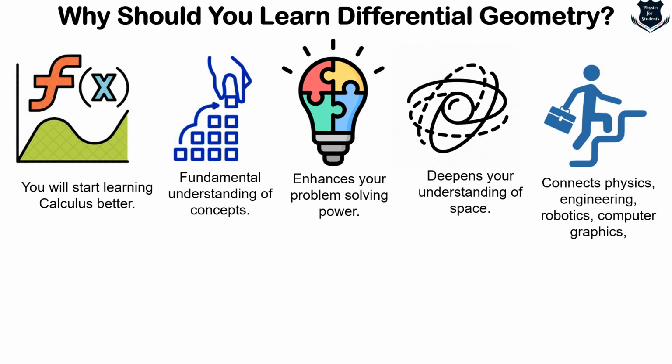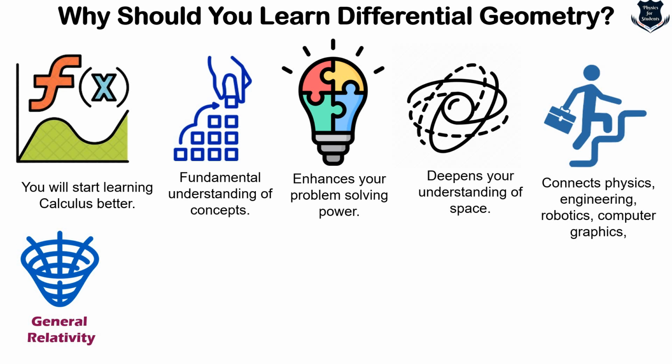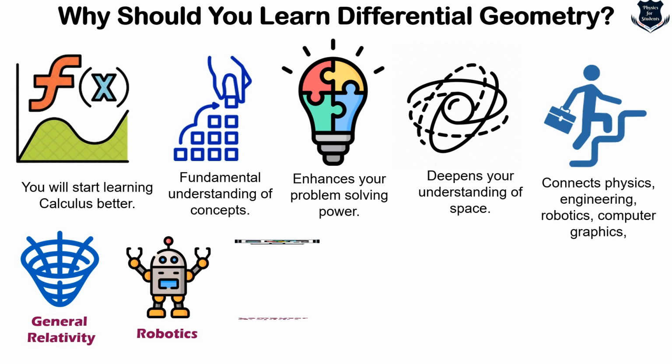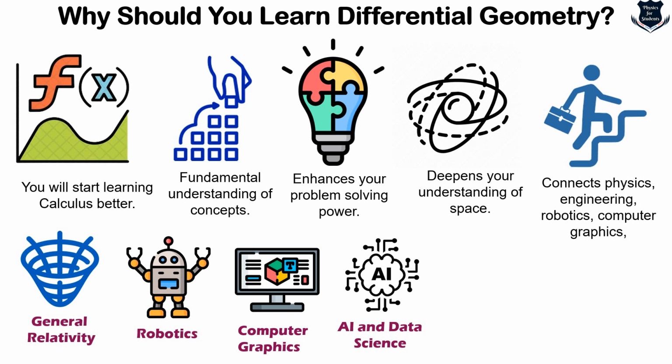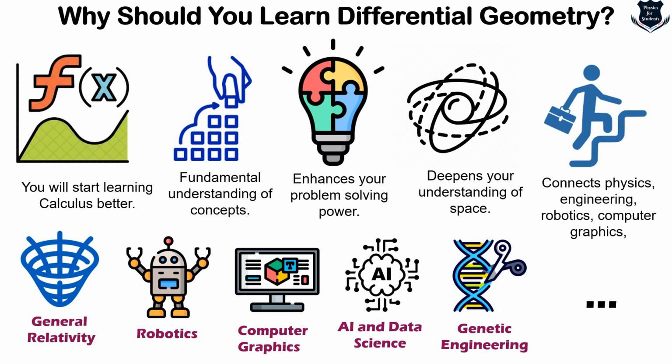If I talk about the application part of differential geometry, obviously the first thing is that the general theory of relativity is heavily dependent on differential geometry, where you learn things better. Robotics uses differential geometry. Nowadays computers also use it. AI and data science are heavily dependent on differential geometry, and a part of genetic engineering, which I have cited in my earlier videos, where the genes are actually counted on the Riemannian manifold, depends on differential geometry, and many such things.